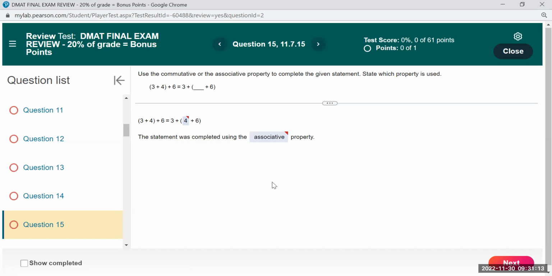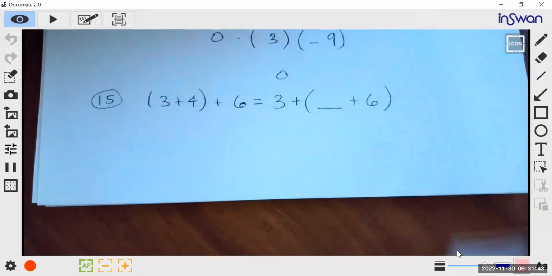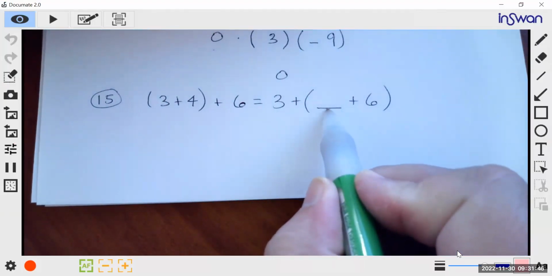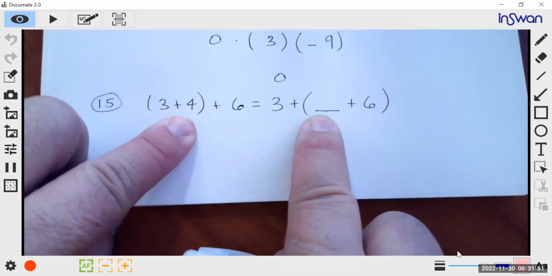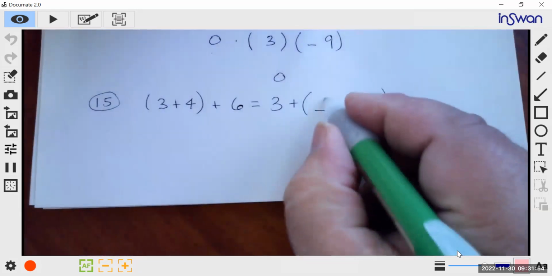Use the commutative or associative property to complete the following statement. State which property you used. 3 plus 4 plus 6 equals 3 plus blank plus 6. So what value goes there? We have 3 plus blank plus 6. So it has to be the 4.